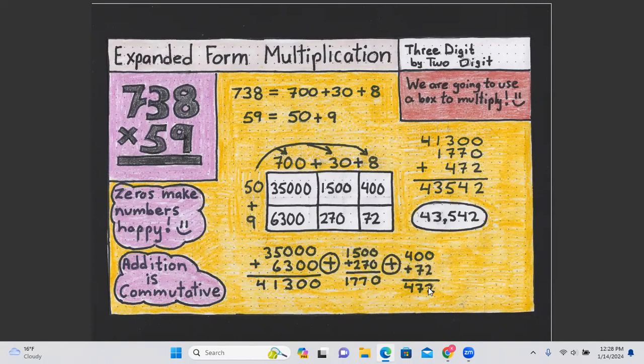And then we'll add that last remaining chunk, 400 plus 72, which of course will give us 472. And we're going to add these bottom numbers together to get this situation right here, in which our answer will end up being 43,542.